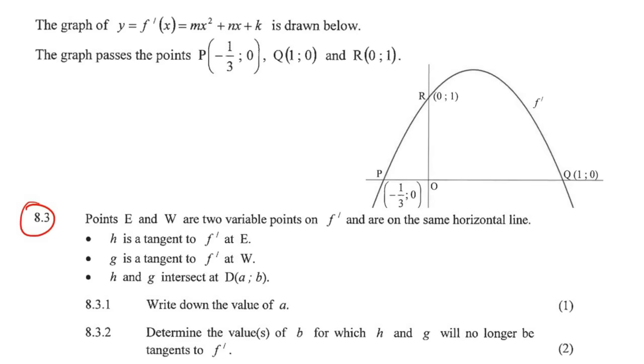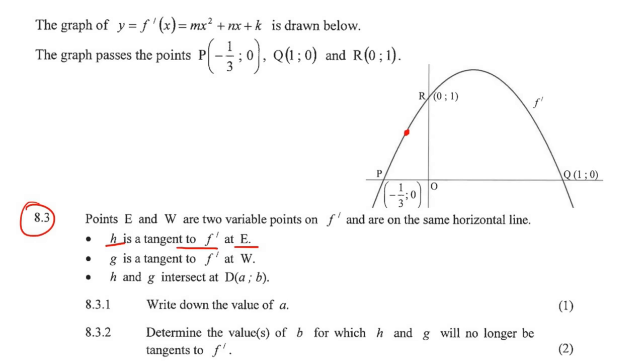So it says points E and W are two variable points on this equation that are on the same horizontal line. So what that means is that they could be like there and there. You see how they're on the same horizontal line? Or maybe it's there and there, as long as they're on the same horizontal line. It says that H is a tangent at E. Okay, so let's just quickly pretend that E and W are there.